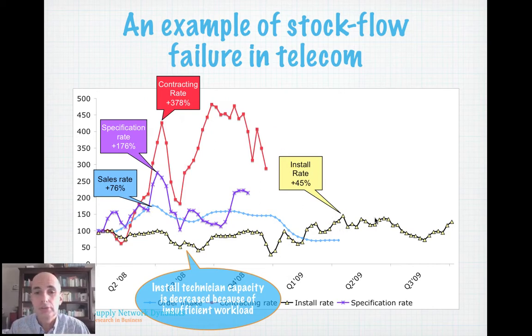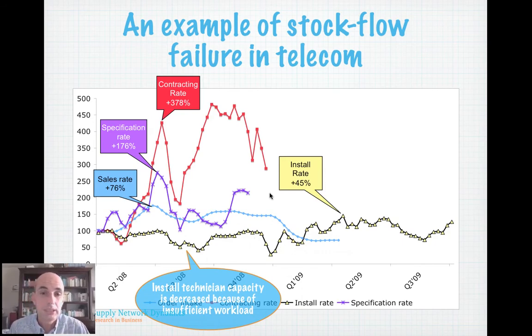In the meantime, the install rate was very stable, although it started increasing here, but by this time the actual install had to be done again by the technicians from the telecom company, while the contracting had to be done by outside parties. Now they got a huge inflow here, and what those contractors did quite nicely is they spread out that work over time. But because they spread it out, the telco company didn't get back its finished orders, so it started shrinking its technician base that could install.